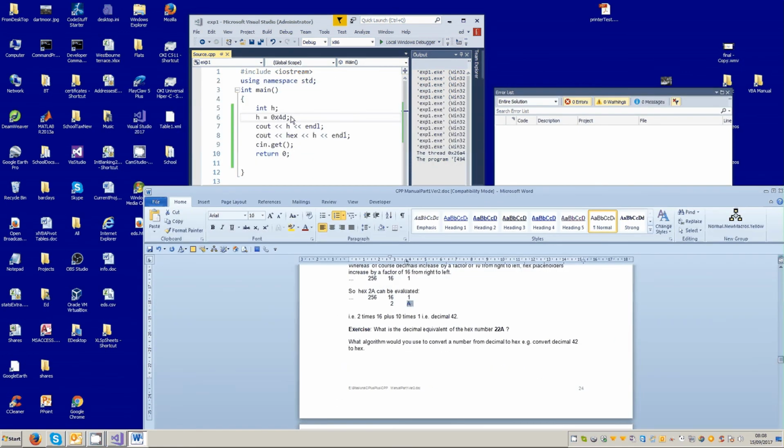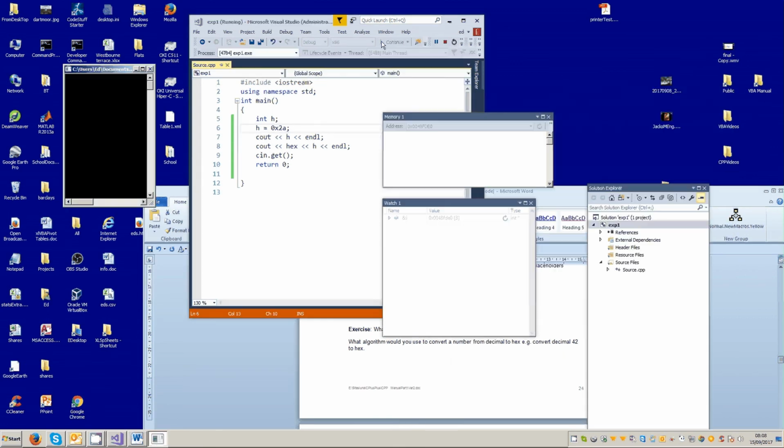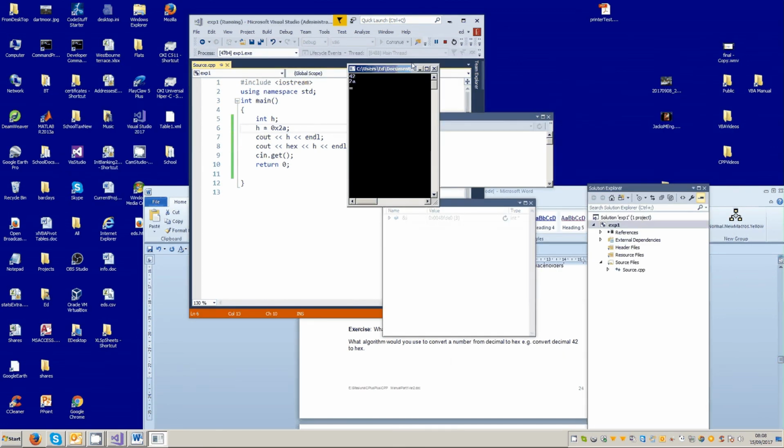We could confirm that if you like. We'll output that here. We'll put 2A. It doesn't matter if you use small letters or big, then you can just run that, and that should give us 42, as you can see.